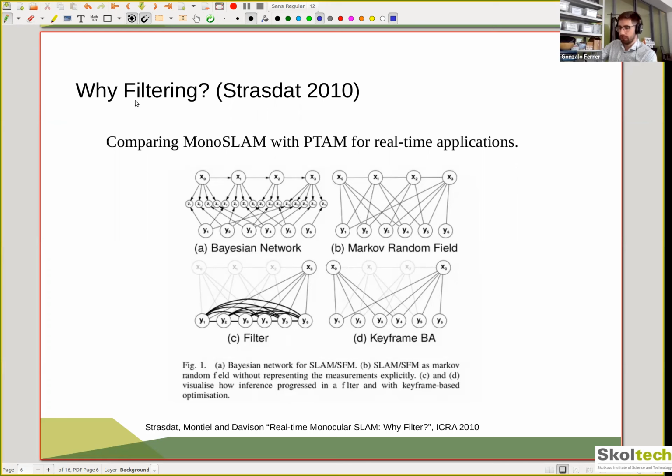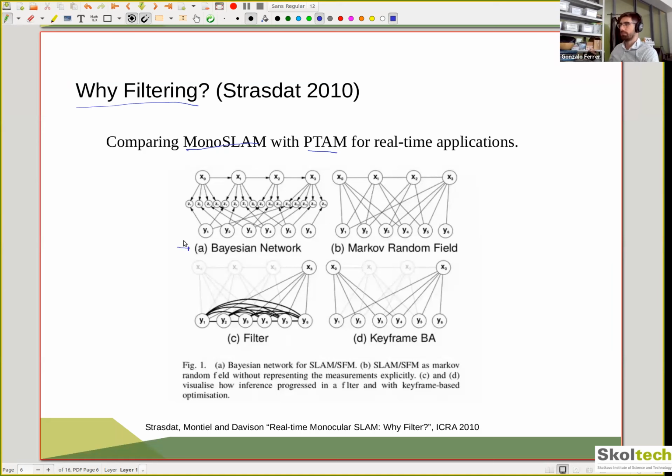I'm going to comment now on this paper because it was very interesting. The title was controversial, but I think it was hitting a very important question for the community at that time. And the question was, why filtering, right? And the paper is, I think, fantastic. They start saying, look, we are going to be comparing MonoSLAM and PTAM. Okay. There's the general description.